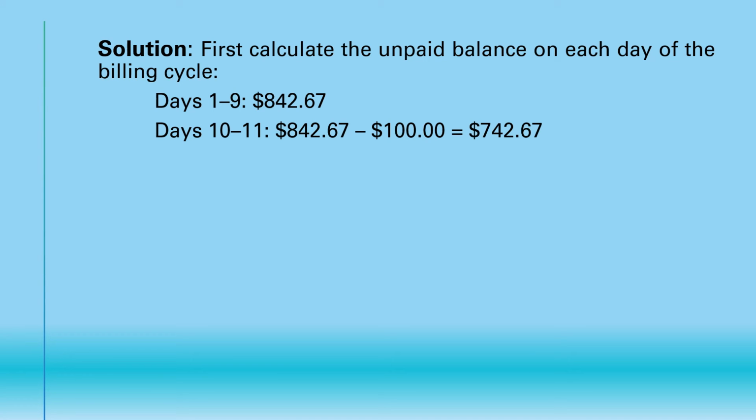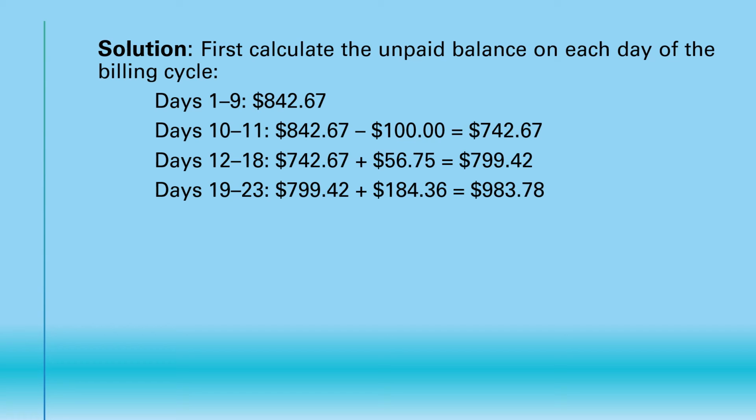Between day 10 and 11, because on the 10th day he paid a $100 bill, we subtract this amount. So for these 2 days the balance will be $742.67. Between days 12 and 18 there is a purchase of $56.75. So during that period the daily balance will be $799.42.